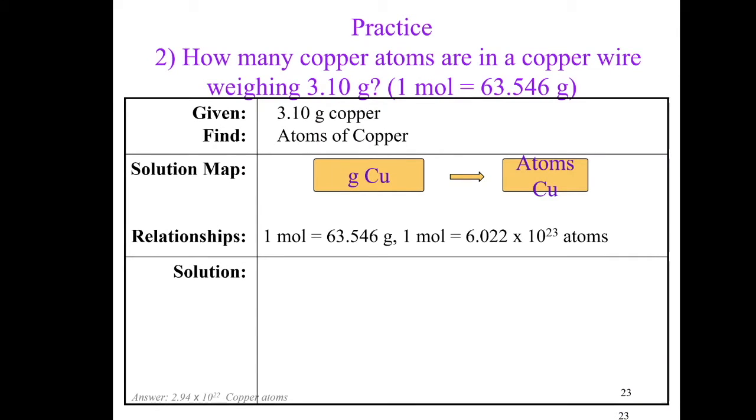One more practice for you. How many copper atoms are in a copper wire weighing 3.10 grams? So our given is 3.10 grams of copper. We're looking for atoms of copper. So I go from grams to atoms. I might do 2 conversions, as I said. So I'm actually going to go from grams to moles to atoms of copper. If you can do it in 1 step and show your work, that's fine. 3.10 grams of copper. When I go from grams to moles.